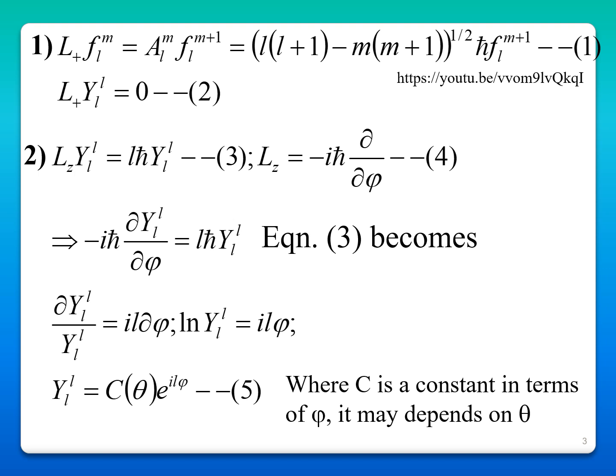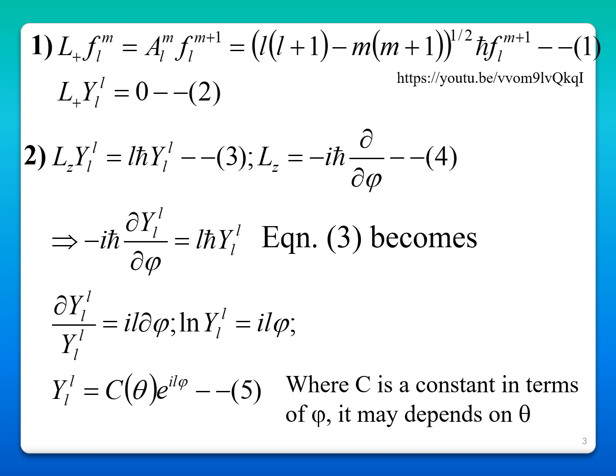So L plus, the raising operator, operating on the function f_lm is equal to A_lm f_l,m+1, and A_lm is [l(l+1) - m(m+1)]^(1/2) h cross. So if you use this formula, when you put m equal to l, then A_ll is 0. So L plus acting on Y_ll is equal to 0.